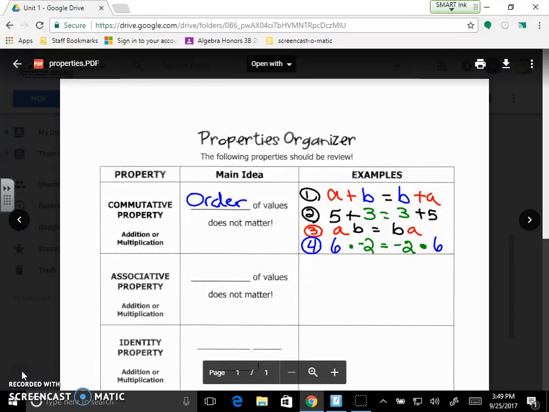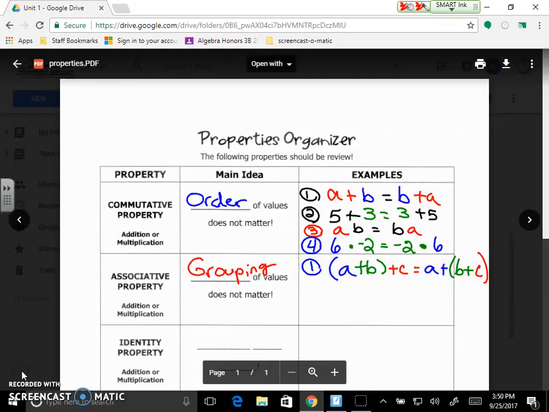Okay, so let's look at the associative property. These should be review ones. So grouping of values does not matter. So for example, number 1, I'll try to do the colors for you. Let's say A plus B, and we'll say plus C, equals A plus B plus C. Take a look at that one.